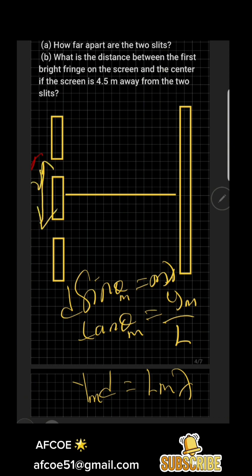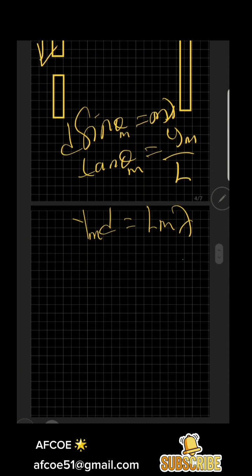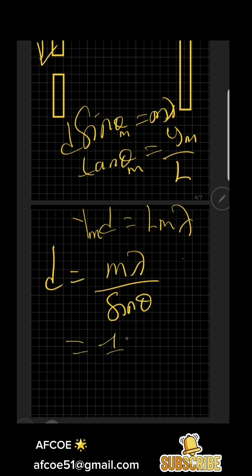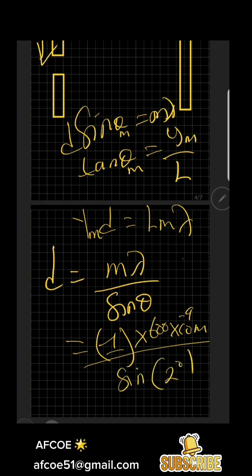So we are looking for how far apart the two slits are. From equation 1, d will be equal to m lambda over sin theta. We are talking about the first bright fringe, so m will be 1, times lambda, which is 600 times 10 to the negative 9 meters. Please use the metric unit to convert to the SI unit, not nanometers. You put meters by writing 10 to the negative 9, dividing by sine of 2 degrees.